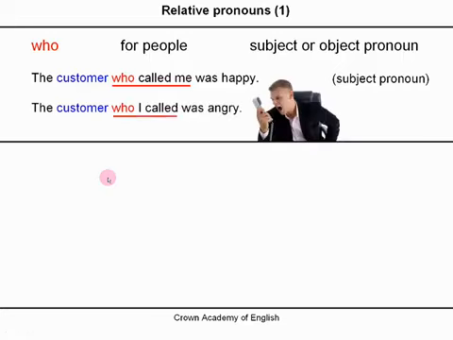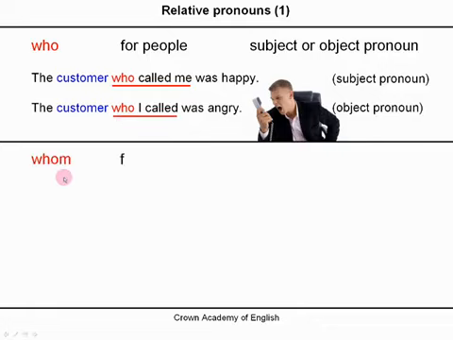The customer who I called was angry. Again, this is the relative pronoun who, but this time it is the object pronoun, because I called the customer. So it is the object.